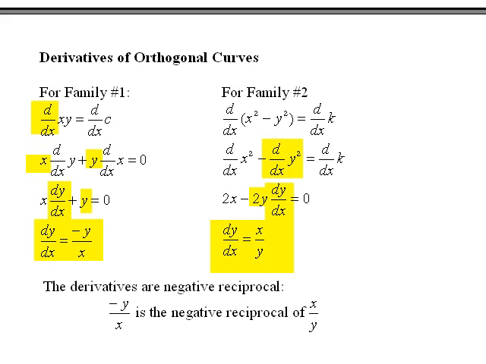The derivatives are negative reciprocals because minus y over x is a negative reciprocal of x over y. If you drew this family of curves, they were a little hard to draw, so I didn't graph them, but you would see that the lines appear to cross at right angles. In fact, they do cross at right angles, but we can't calculate that, but we do calculate the derivatives.